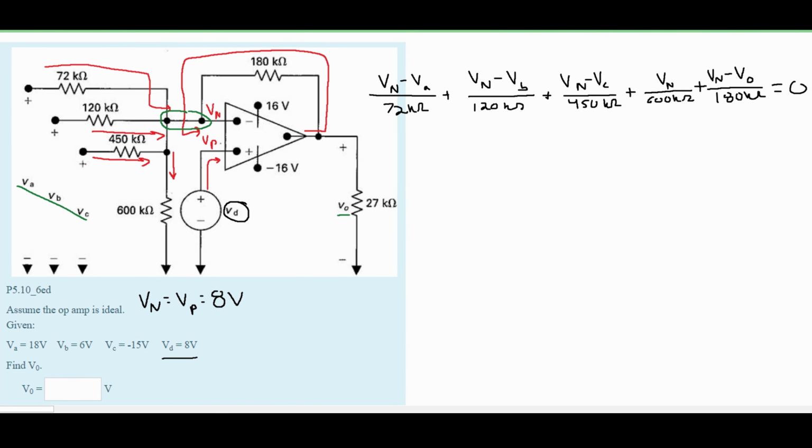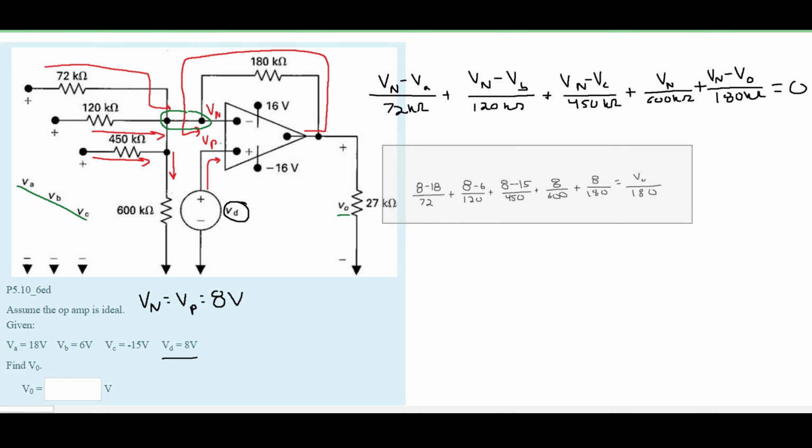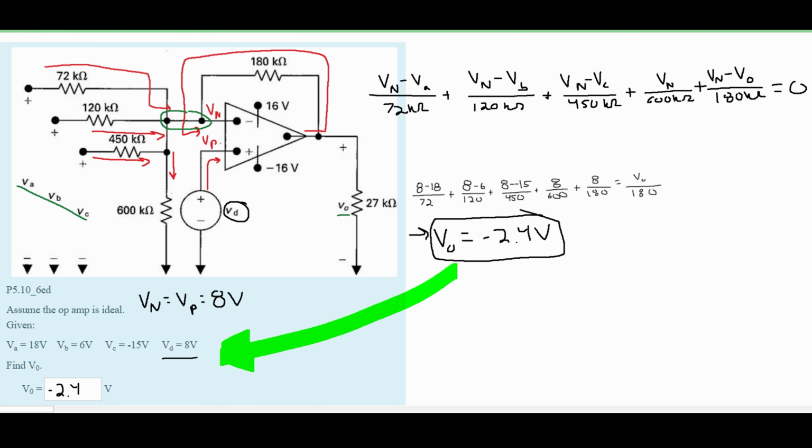Now we are going to start plugging in the values that we know. Well, we know our Va, Vb, Vc, and we know that our Vn is equal to Vd. If we plug all of those in, we are going to get this right here. From here, we can carefully plug all of this into a calculator, multiply it by 180, and then from this, we're going to see that our V0 is equal to a negative 2.4 volts. And this is the answer to this problem. Pretty complex looking, but actually very simple.